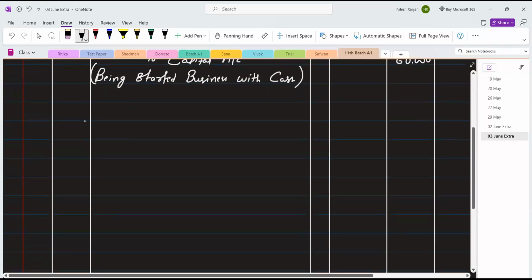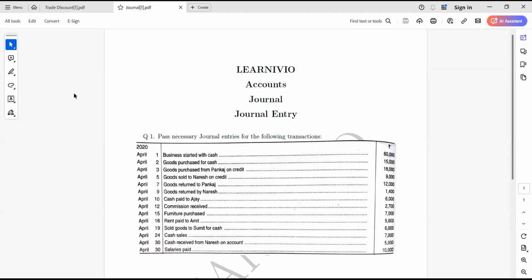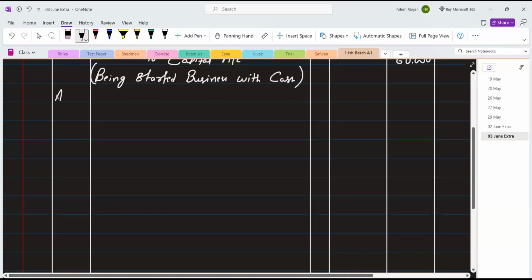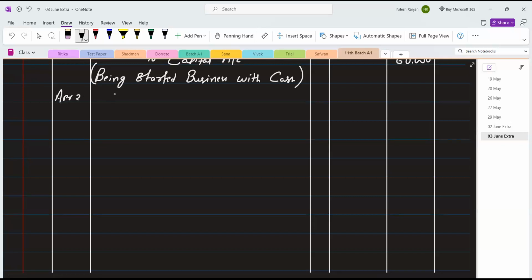Okay. The next one is goods purchased for cash. It is April 2nd. So goods purchased for cash, it will be purchase account debit to cash because goods is coming. You have to write purchase instead of goods, and cash is going out. So, to cash account. Just one second. Okay.